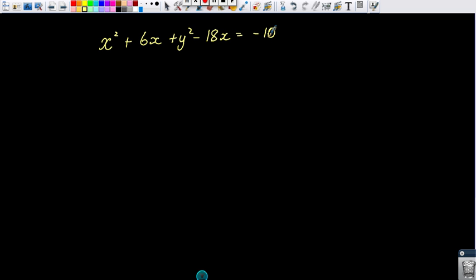Find the center and the radius of that. So in other words, what I need you to do is put it into this form. It is really, really nice if you remember how to complete the square.